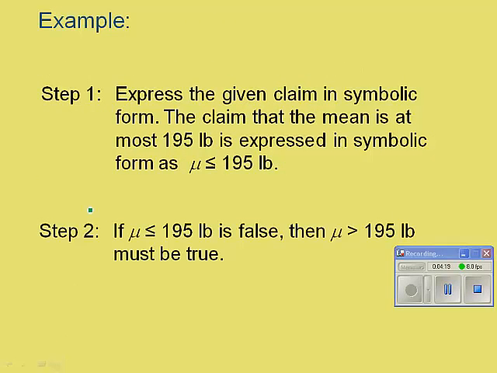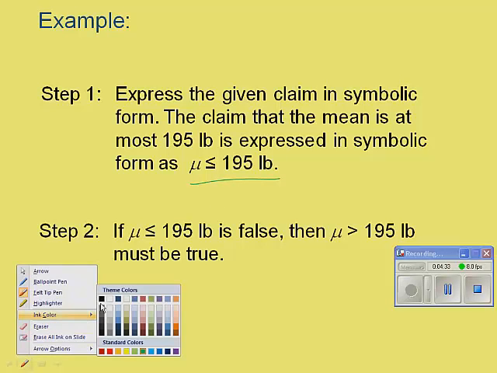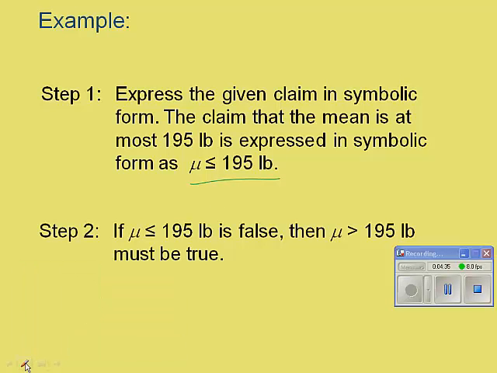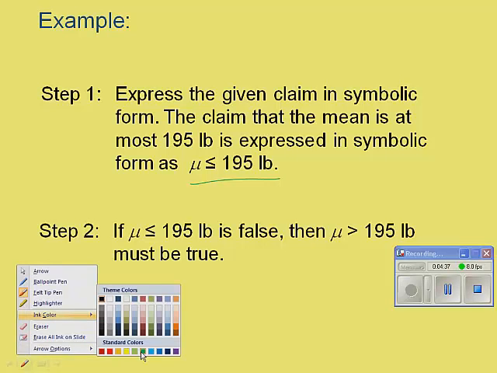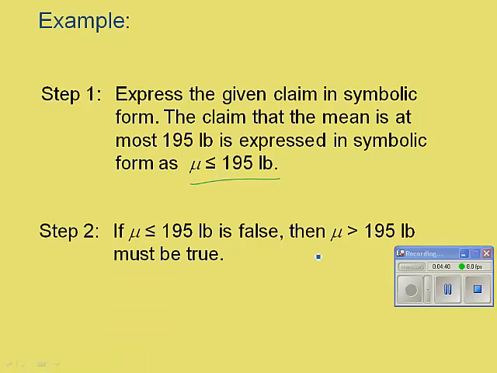Step 1. We say mu is less than or equal to 195 pounds. I just did that with you, right? That's the claim. Step 2. If mu less than or equal to 195 is false, what's the complement of that? Mu is greater than 195, right? These are complements. Does that make sense to people?